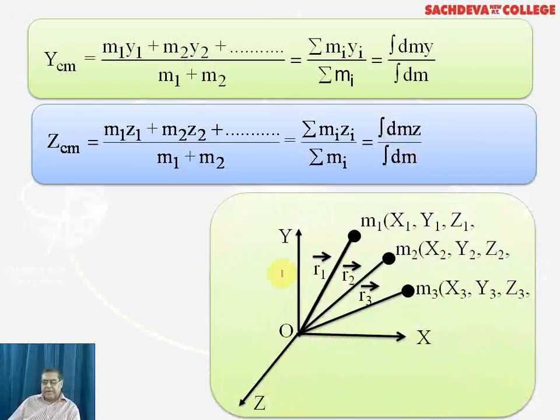Now, the figure indicates the three axes x, y, and z. These axes are called the lattices of the solid. m1, m2, m3 are the masses of the particles, and r1, r2, and r3 are their position vectors. So the mass m1 has a coordinate system in 3 dimensions, x1, y1, z1, for m2 it is x2, y2, z2, and for m3 the coordinates will be x3, y3, z3.